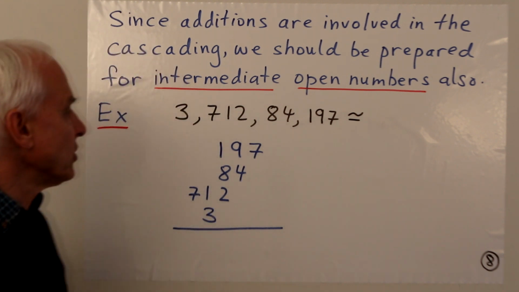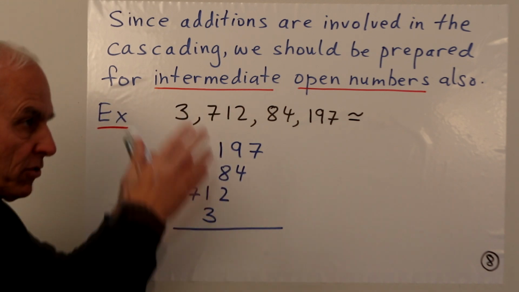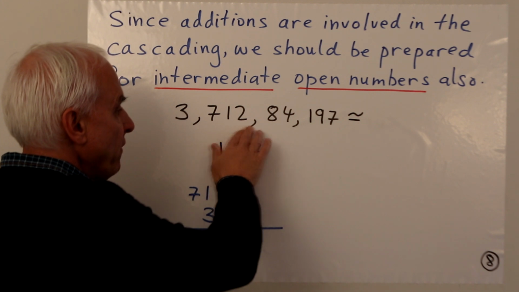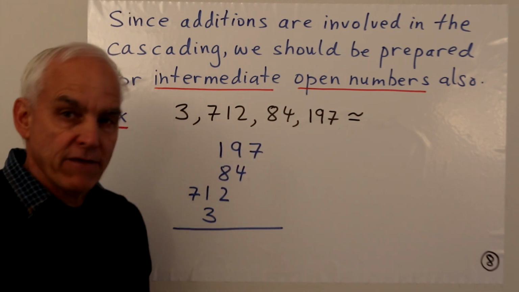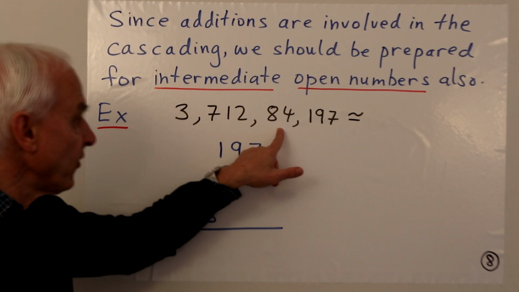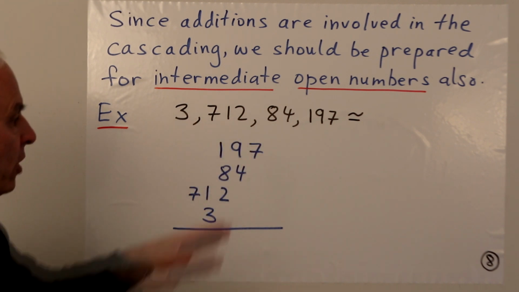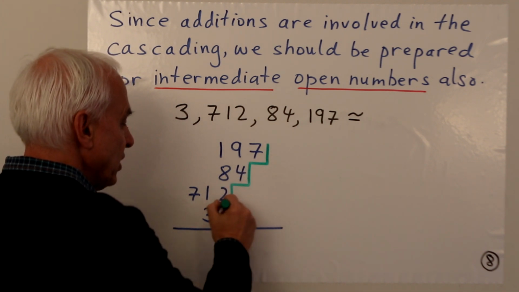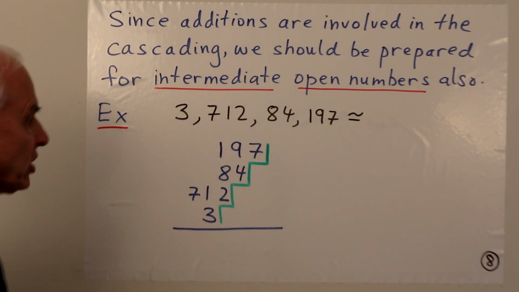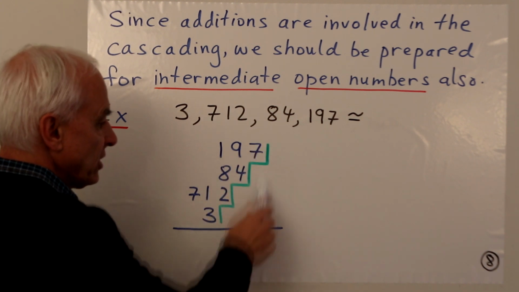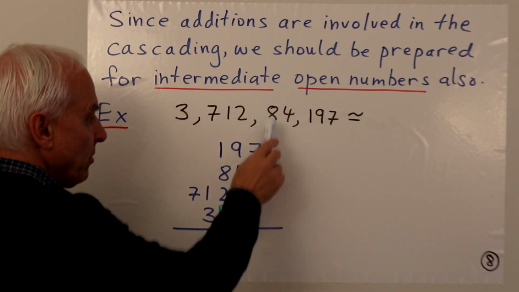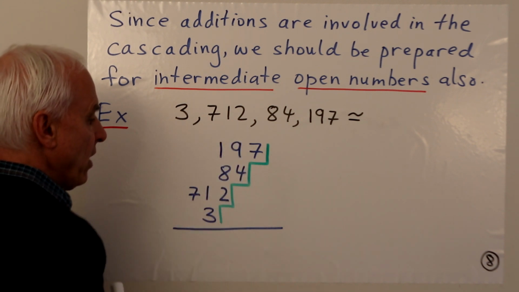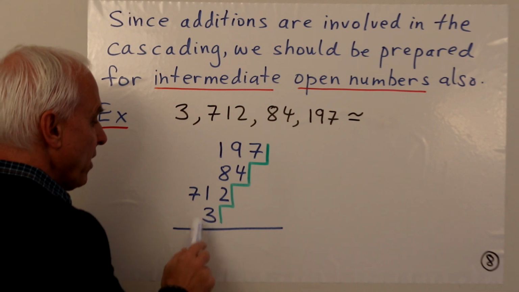So let me illustrate that here. So suppose that at the end of some rather long addition, we get the open number 3, 712, 84, 197. Ones, tens, hundreds, thousands. Okay, we write our cascading pattern like this. Rightmost digits going down sequentially. 197, so that establishes the ones column. Here's the tens column. There's an 84 sitting there. The hundreds column with a 2 out of 712 sitting there. And the thousands column with a 3.